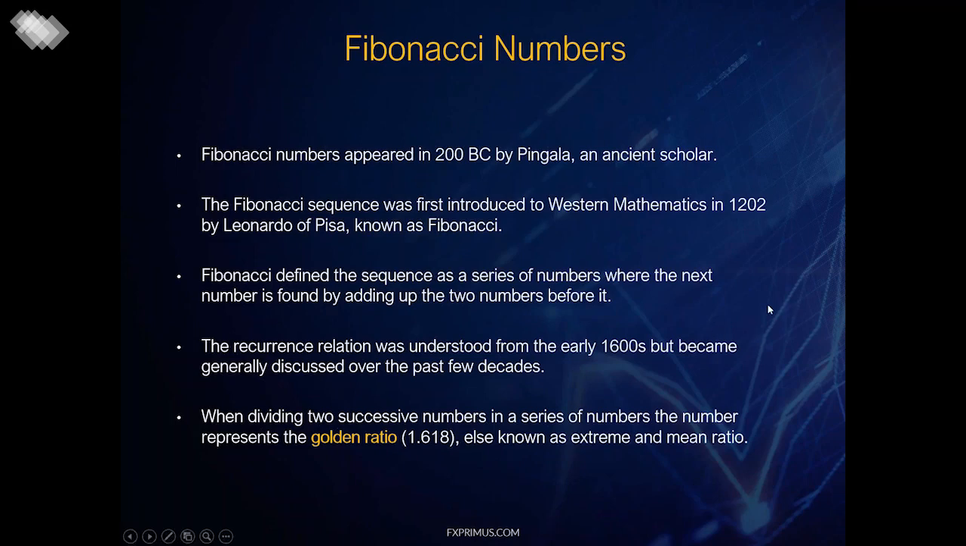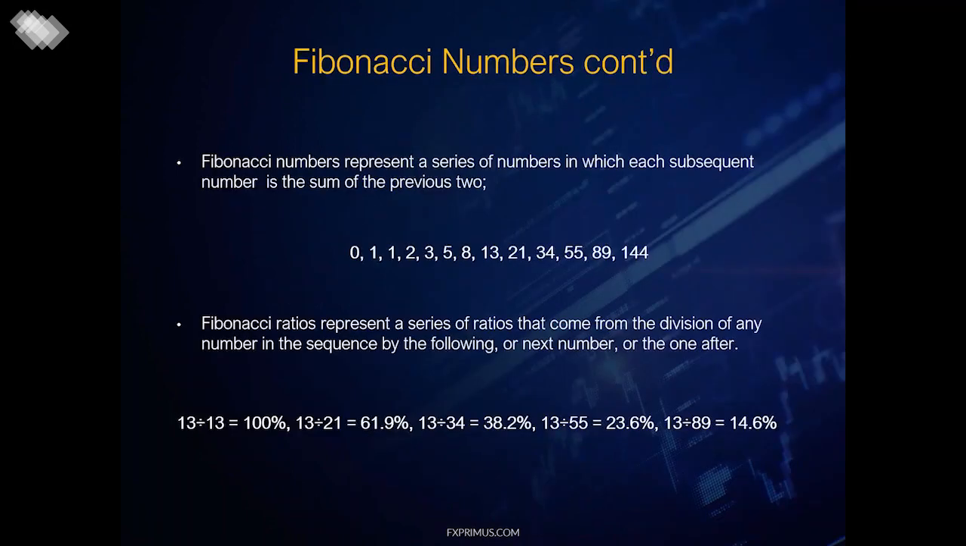Now, I want to talk about Fibonacci numbers a little bit. The Fibonacci numbers appeared in 200 BC by Pingala, an ancient scholar. The Fibonacci sequence was first introduced to Western mathematics in 1202 by Leonardo of Pisa, otherwise known as Fibonacci. Fibonacci defined the sequence as a series of numbers where the next number is found by adding up the two numbers before it. We'll see this, you do not need to worry. The recurrence relation was understood from the early 1600s, but became generally discussed over the past few decades only. When dividing two successive numbers in the series, the number represents the golden ratio, 1.618, otherwise known as extreme and mean ratio. Now, let's see how this works.